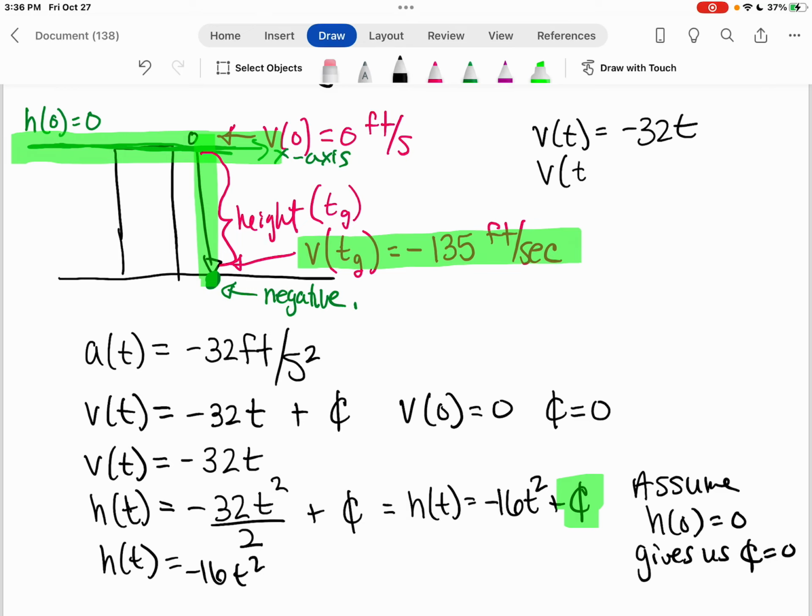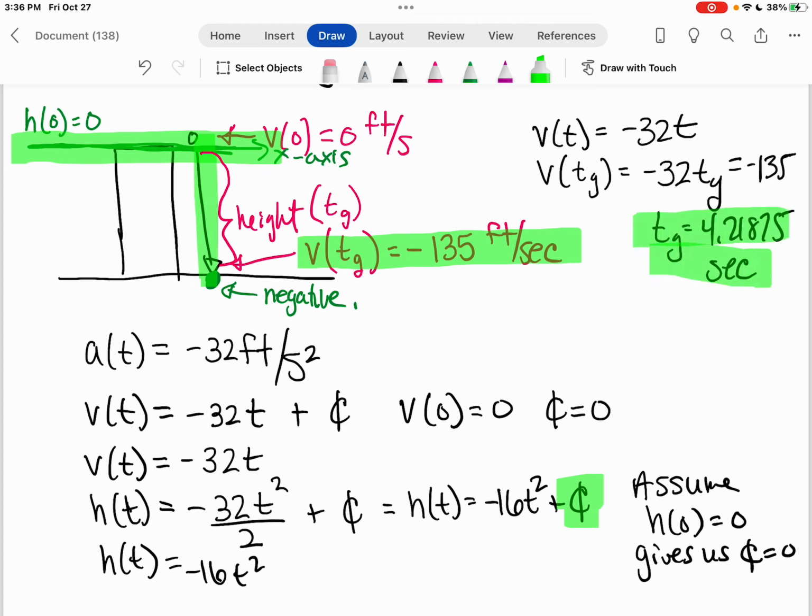If I plug in TG, so I'm trying to find the seconds when it hits the ground. That's negative 32 TG, and I know when it hits the ground it's negative 135. So if I solve for TG, I'm going to get 4.21875 seconds. So the time it takes for it to drop and hit the ground is 4.21875 seconds.